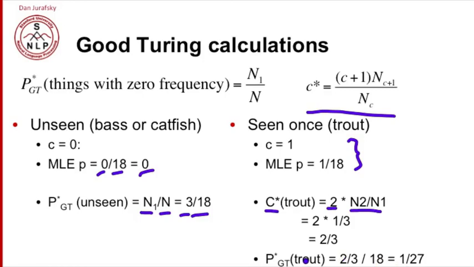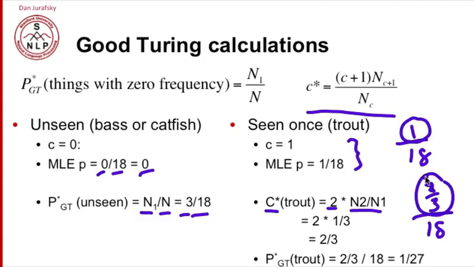So instead of the 1 over 18 we had before for things we saw once, we've now dropped it to 2/3 over 18. So we've discounted our probability from 1/18 to only 2/3 of an 18th. And we've used that extra discounted probability mass to account for the things we've never seen before.